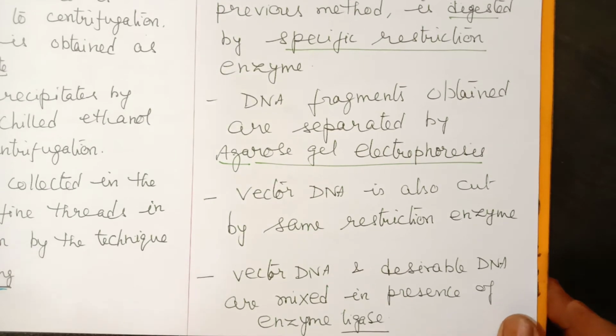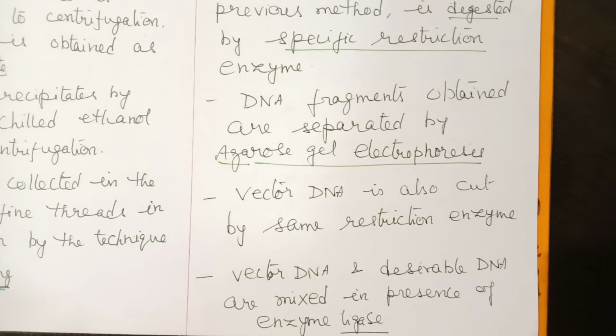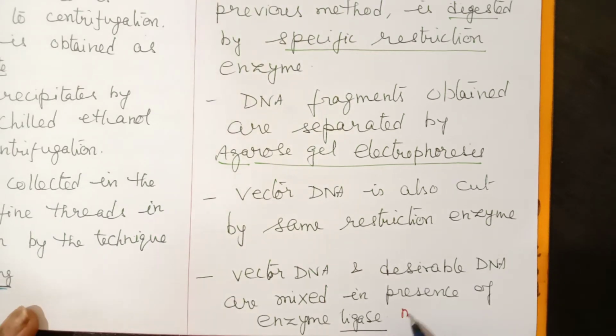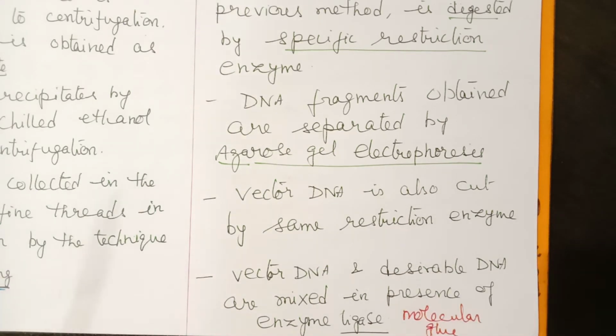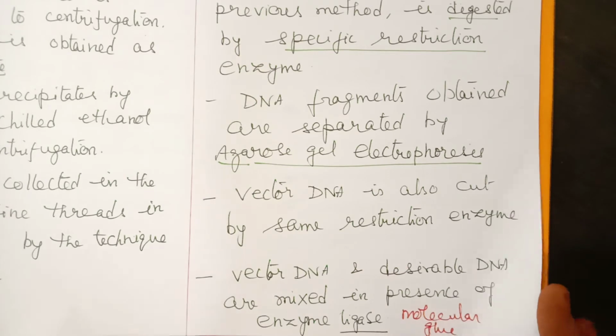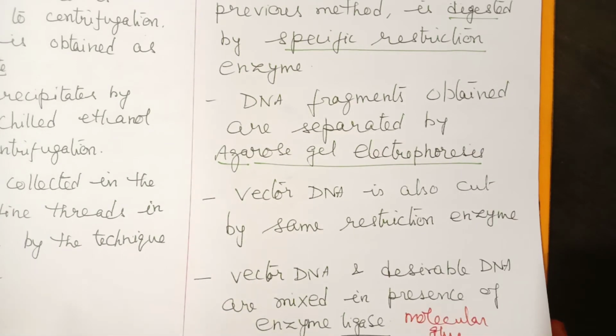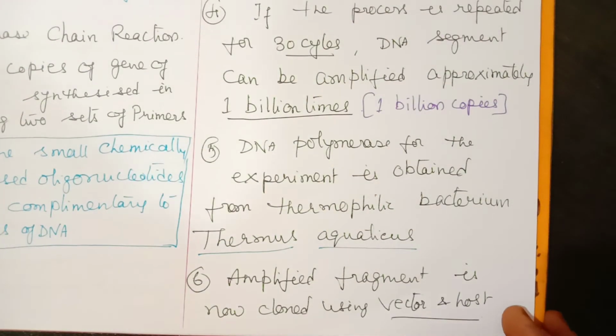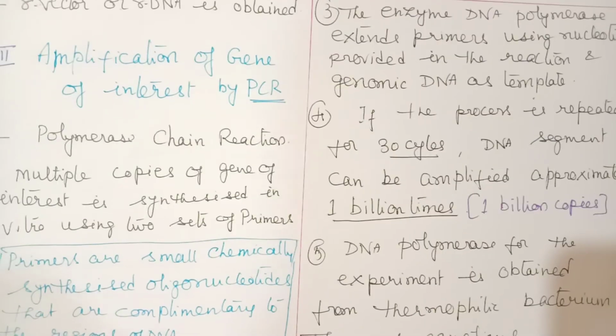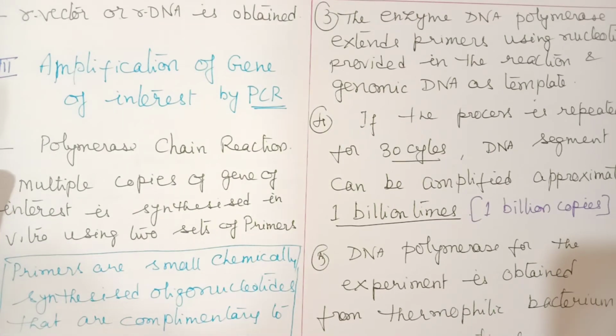This ligase is called a joining enzyme, or ligase is also called molecular glue. Glue means one which is joining. Now we obtain the recombinant vector. This recombinant vector must be introduced into a host cell.